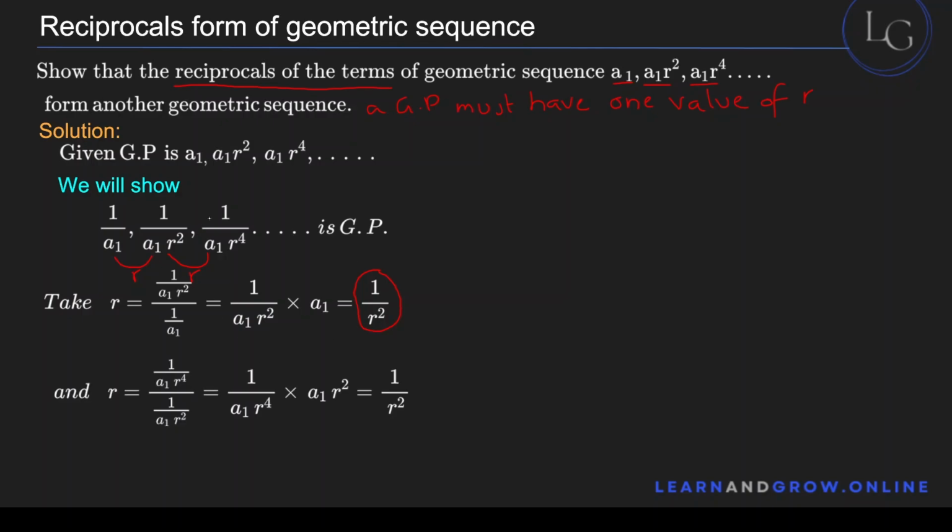So when you do 1 over a1 r to the power 4, which is this term, over 1 over a1 r square, which is this term, and do all the calculations, you find out that it also gives you 1 over r square. So the value of r from both of these calculations is the same. So the reciprocals are indeed in a geometric progression.